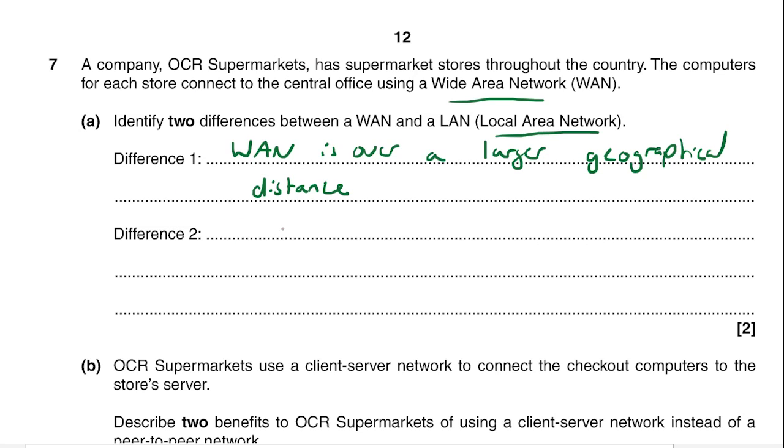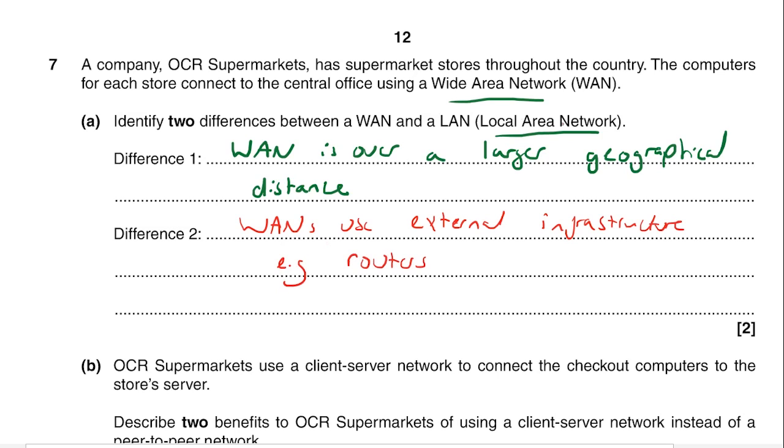The second difference is slightly less obvious, but WANs use external infrastructure, like, let me try and spell this, infrastructure, like using, let's do e.g.